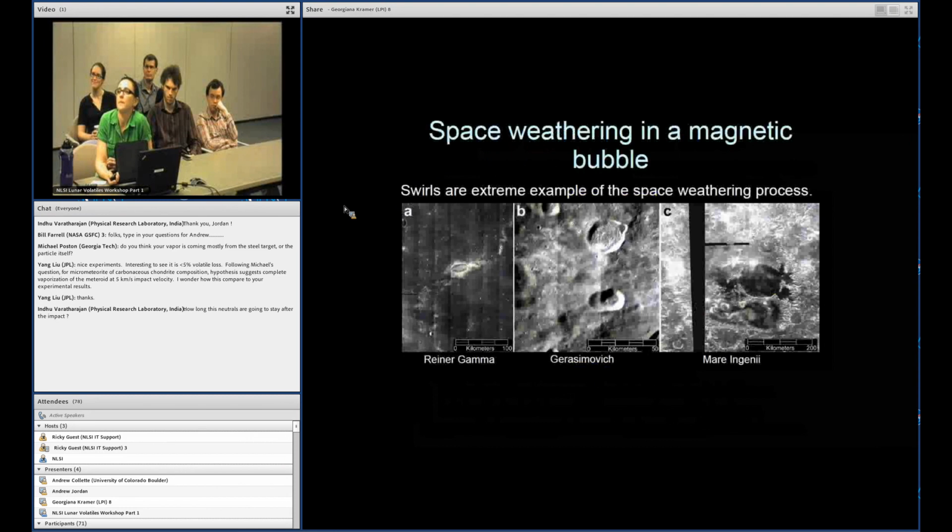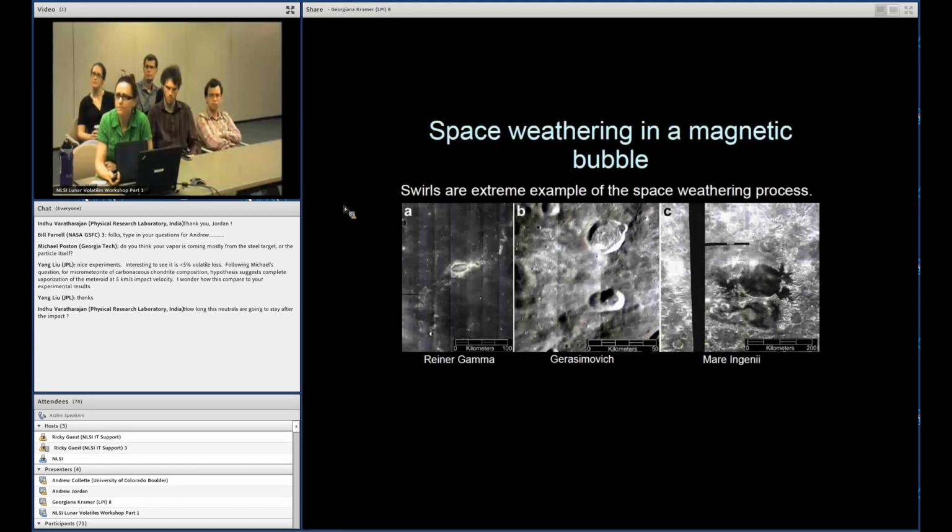And then, of course, my favorite, weird space weathering effect. So here we have 3 examples of lunar swirls: Reiner Gamma, which is on the near side, pretty close to the equator-ish, sort of; Gerasimovich, which is on the far side between Apollo and Oriental; and Mare Ingenii, which is within South Pole-Aitken.